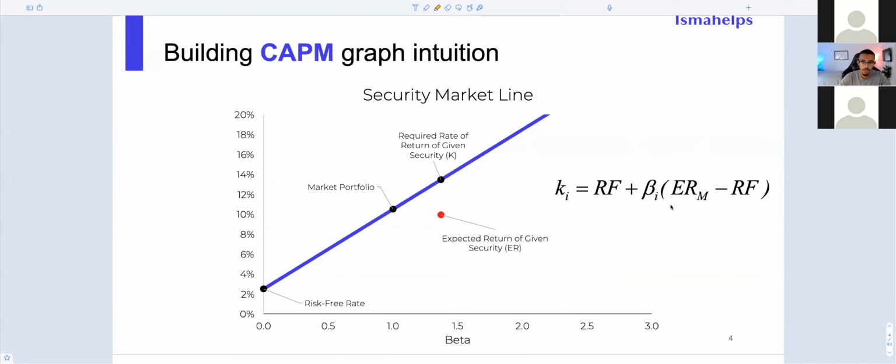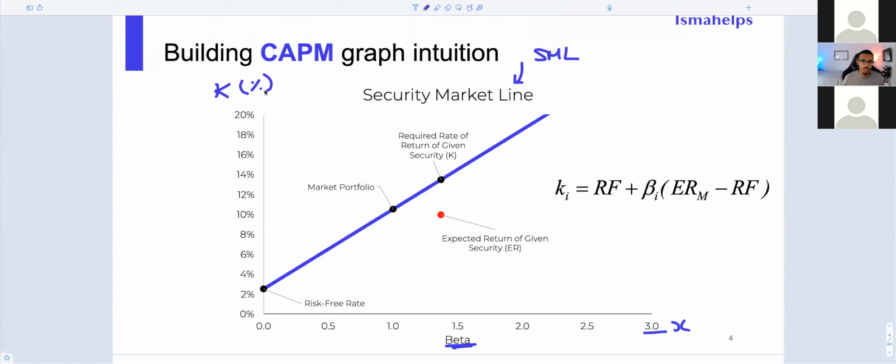What I would like to say is very simple. This formula that we have here, this is obviously the SML, the security market line. Within our SML, on our x-axis, we have our beta. And on our y-axis, we have our expected return, or I guess, my bad, our required rate of return, which is in percentage. So on the horizontal axis, we have our betas, and on the vertical axis, we have our required rate of return expressed in percentages.